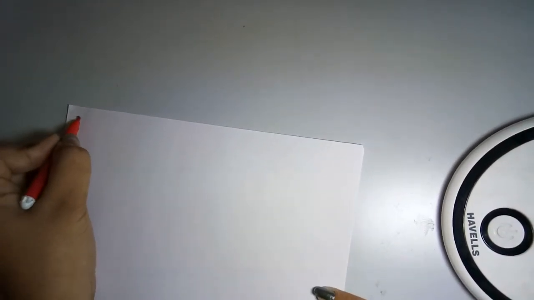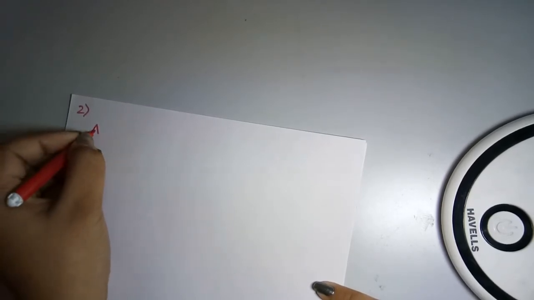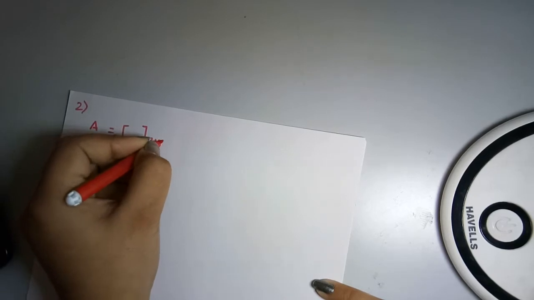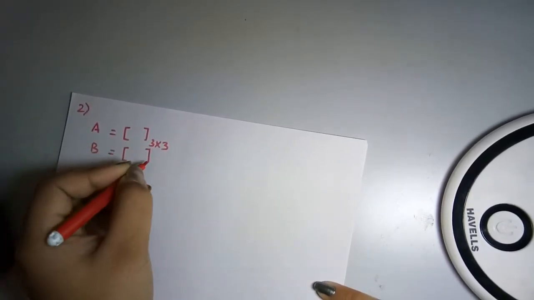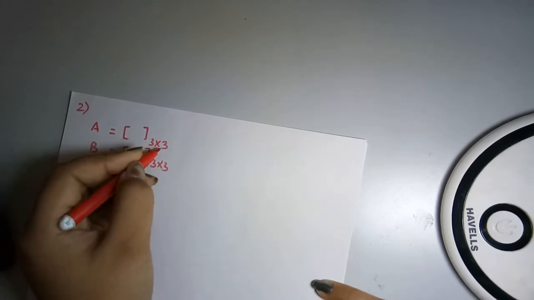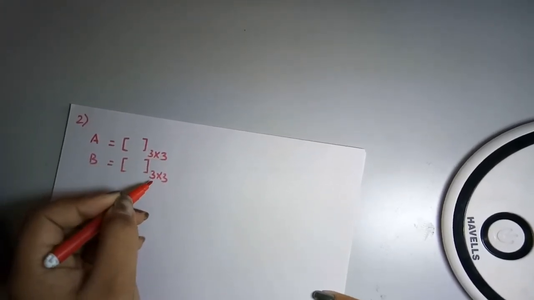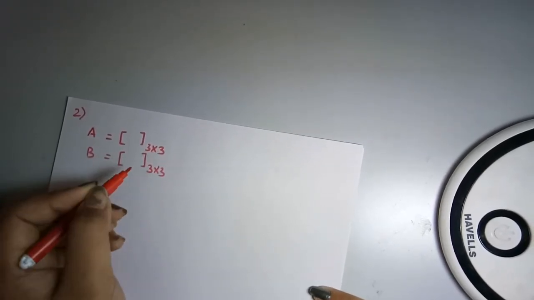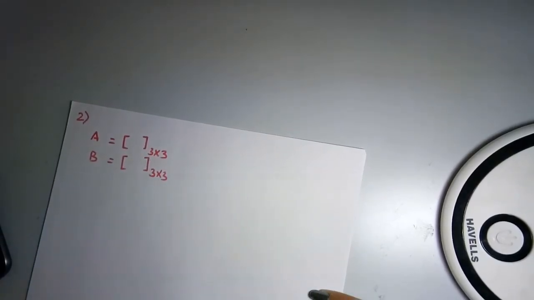Let us take a bigger example. Let A be a matrix of order 3 cross 3 and B be a matrix of order 3 cross 3. The basic condition that the number of columns of the first matrix and the number of rows of the second matrix match is met. 3 is equal to 3 and the resultant matrix will be of order 3 cross 3.